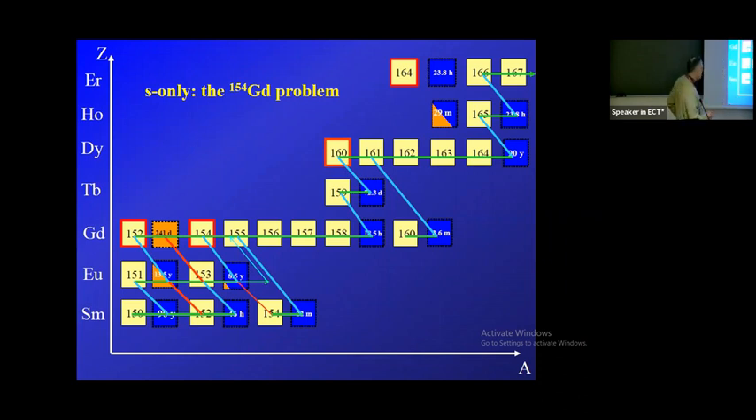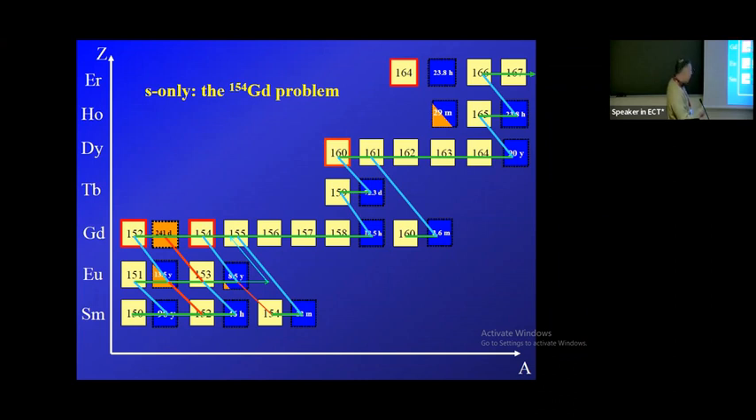And as a matter of fact, you see that the main path basically proceeds through gadolinium, because you have the decay of the europium-154, but some of the europium-154 may capture a neutron and basically bypass the gadolinium. So the gadolinium production is determined by the branching at europium.